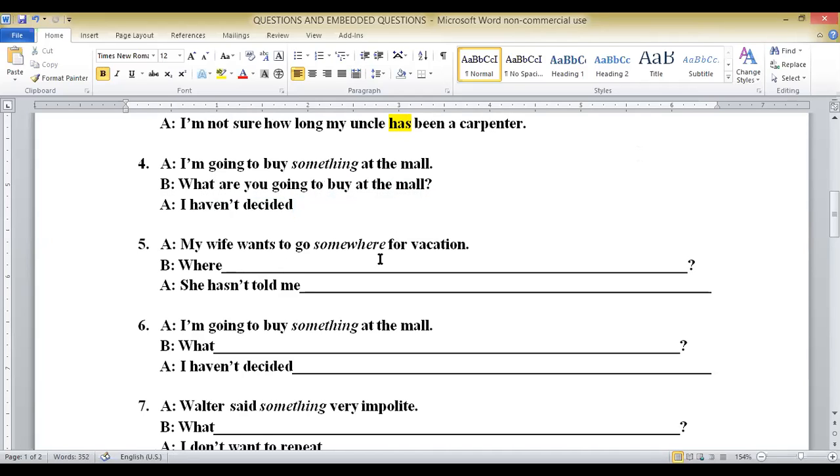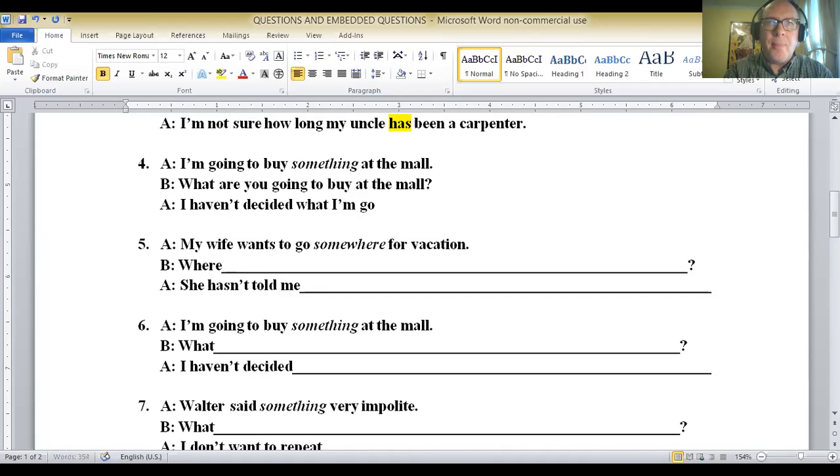And the next one says, I haven't decided. Haven't decided what? What I am going to buy. Exactly. I haven't decided what I'm going to buy. Now, I want everybody to notice something. Notice this and this are exactly the same, aren't they? I'm going to buy, right? Remember, don't make it more complicated than it is.